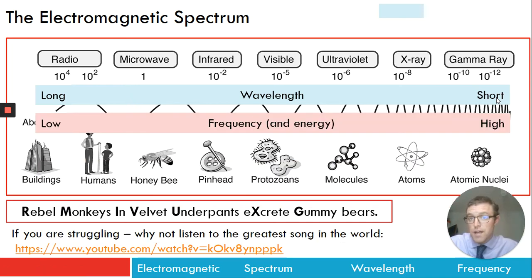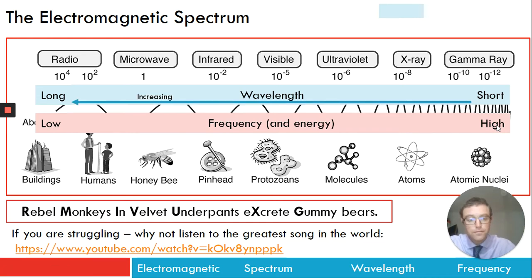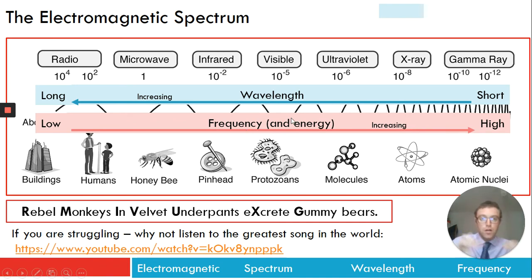Frequency and energy of waves is the opposite. So it goes from low frequency at the radio end, so few waves passed per second, to high frequency at the gamma ray end of the electromagnetic spectrum. We can think of that as wavelength and frequency increasing in inverse or opposite directions. So wavelength increases as we go from gamma ray to radio, and frequency increases as we go from radio to gamma ray, the other way around.